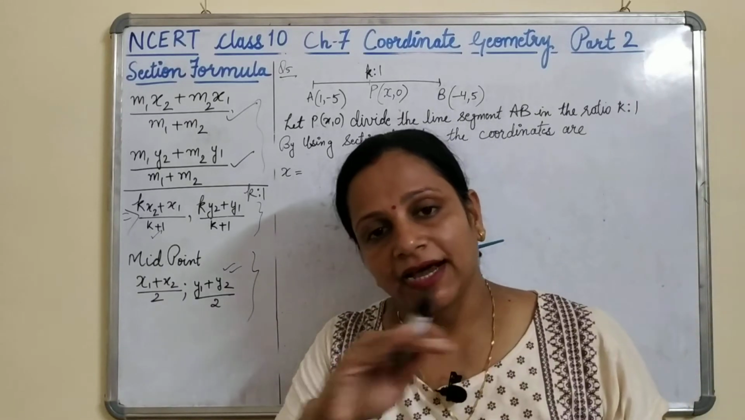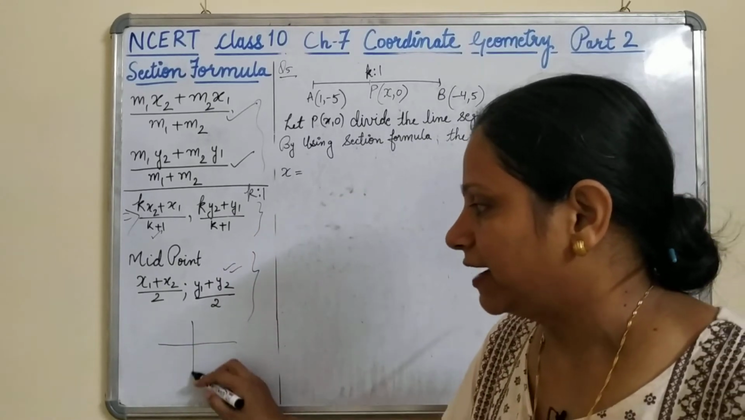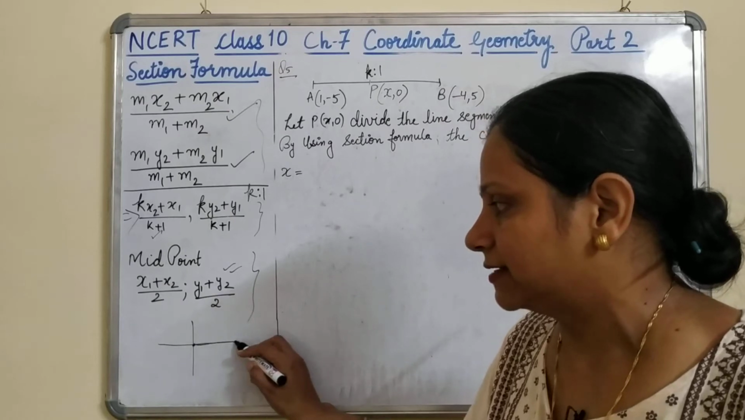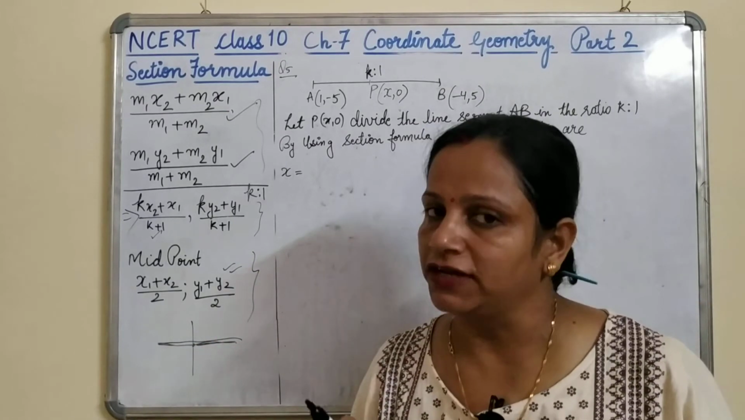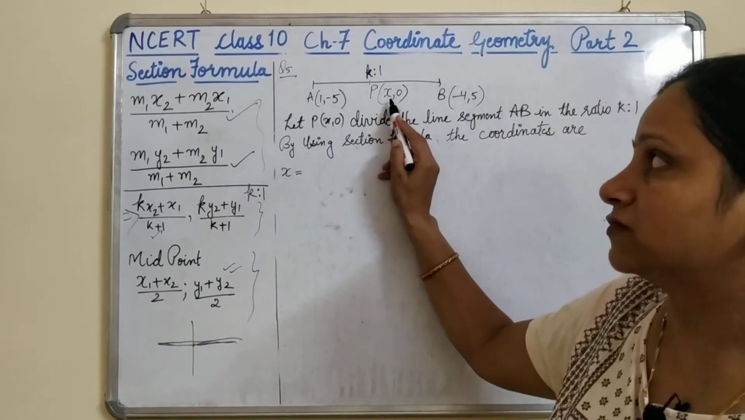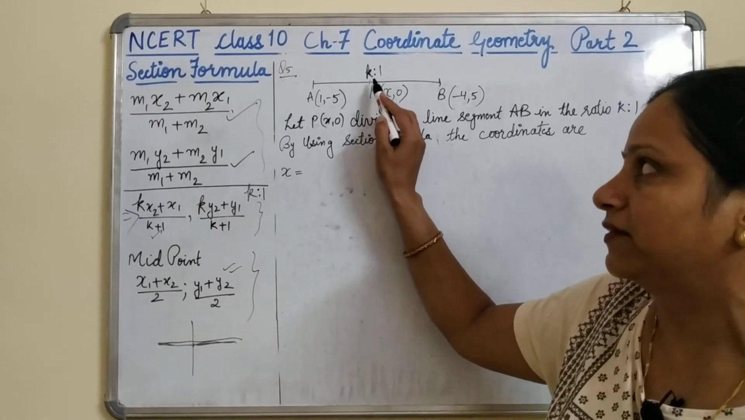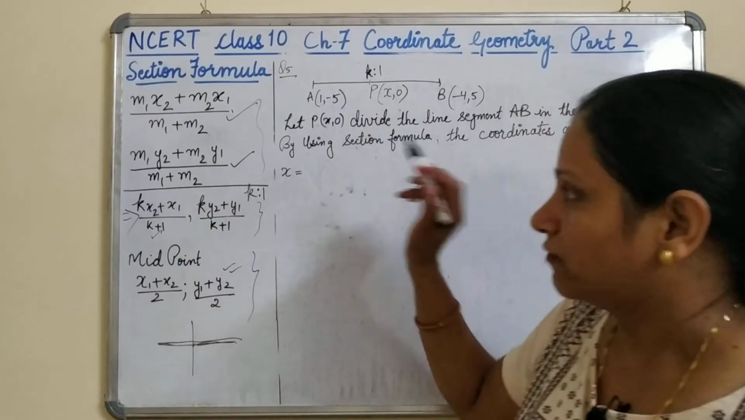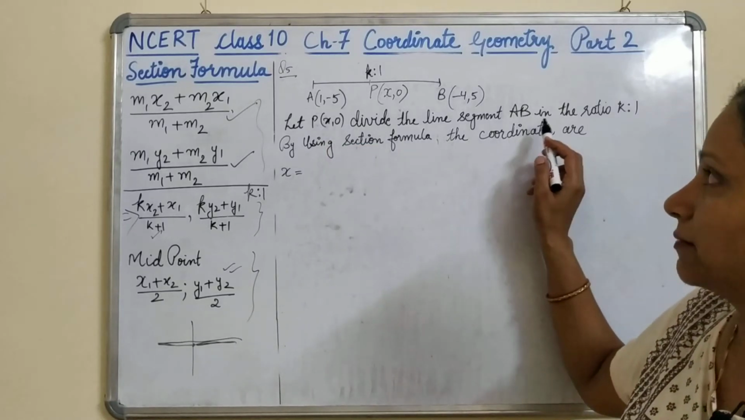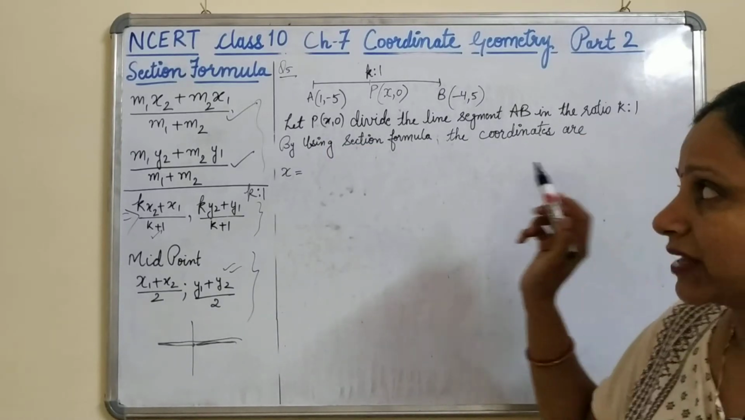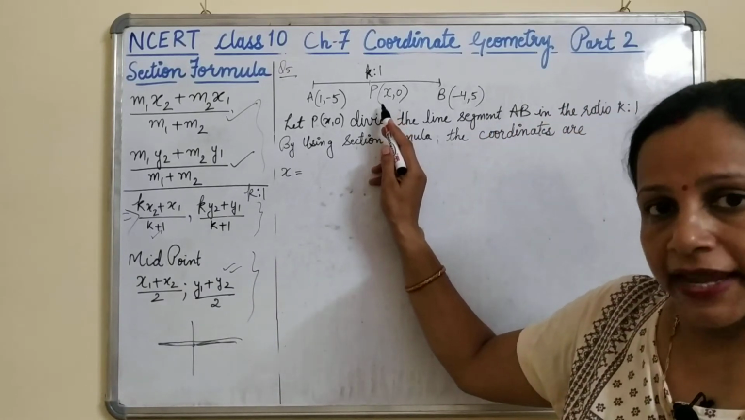Now, whenever any line is divided by the x-axis, in that case the coordinates are only on x. So y is always 0. That means the coordinates will be (x, 0). Let us suppose that this point divides the segment in the ratio k is to 1. So we have written that P, with coordinates (x, 0), divides the line segment AB in the ratio k is to 1. Then again, by using the section formula, we can get the values of x and 0.